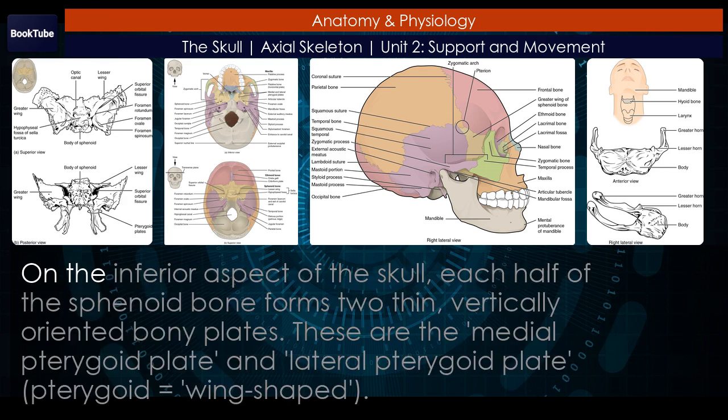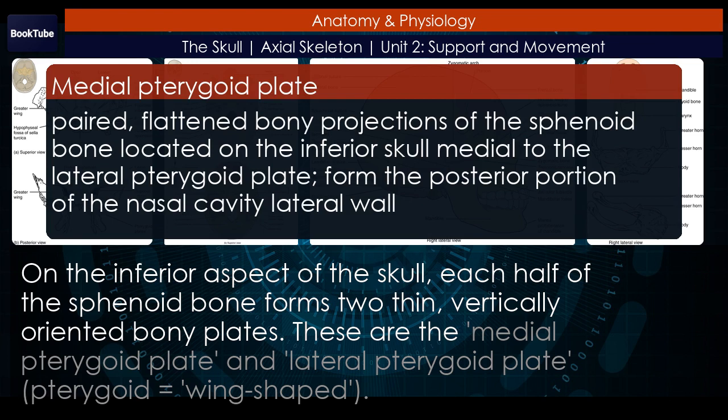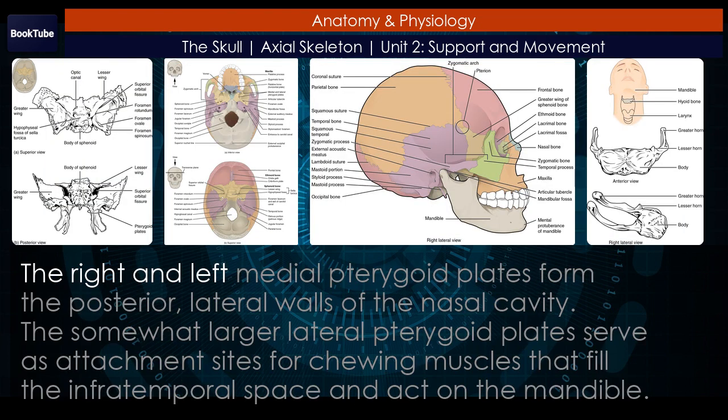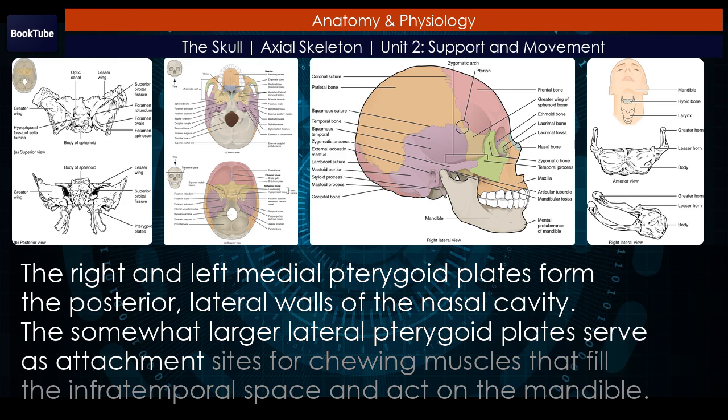On the inferior aspect of the skull, each half of the sphenoid bone forms two thin, vertically oriented bony plates. These are the medial pterygoid plate and lateral pterygoid plate. Pterygoid equals wing-shaped. The right and left medial pterygoid plates form the posterior, lateral walls of the nasal cavity. The somewhat larger lateral pterygoid plates serve as attachment sites for chewing muscles that fill the infratemporal space and act on the mandible.